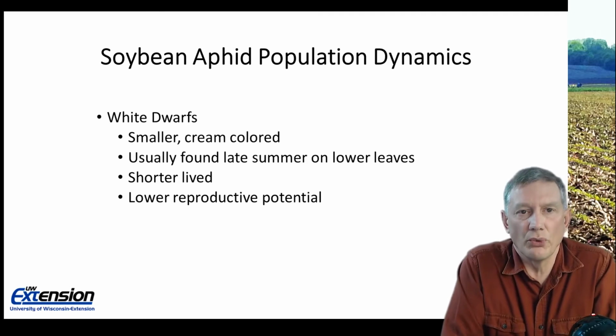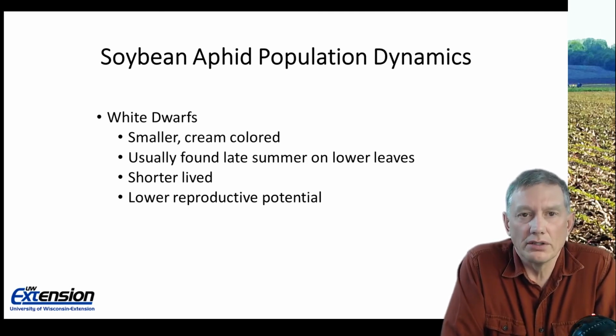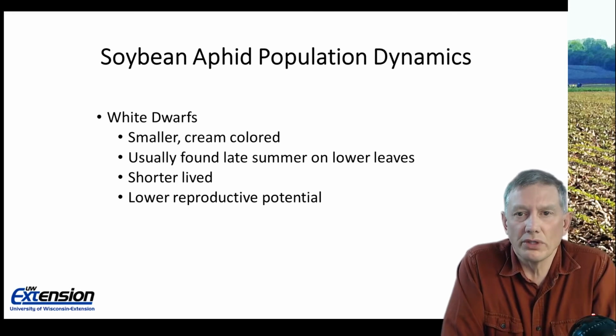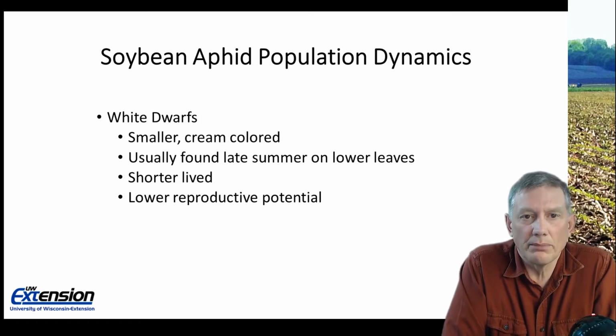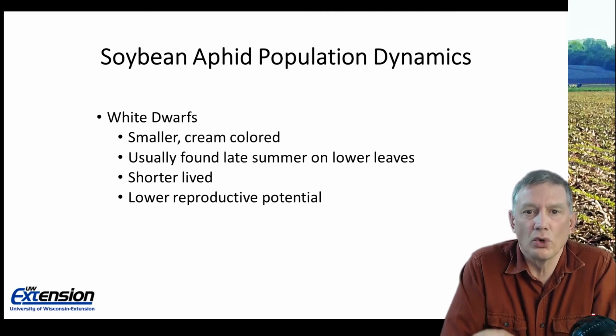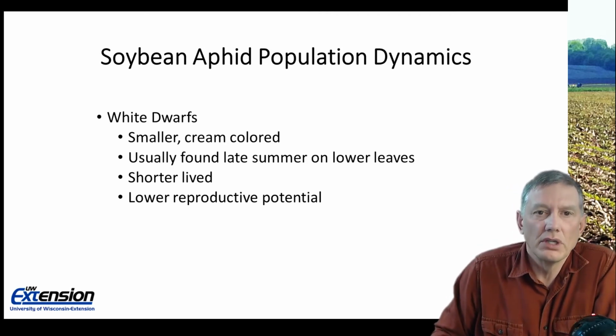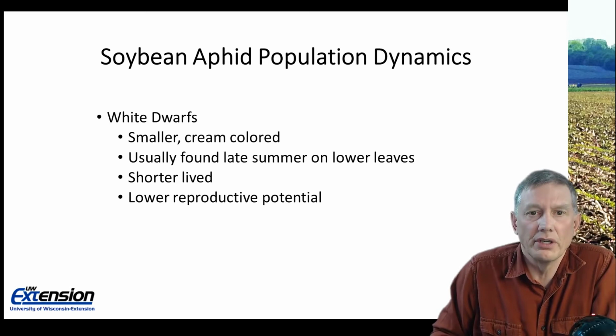We had mentioned the white dwarfs. They are smaller and they're cream colored, and it's important to note them if you're finding them as you're scouting. They're usually found later in summer and on lower leaves. And the important part of the white dwarfs is that they are shorter lived and they have a lower reproductive potential than the yellow-green aphids.